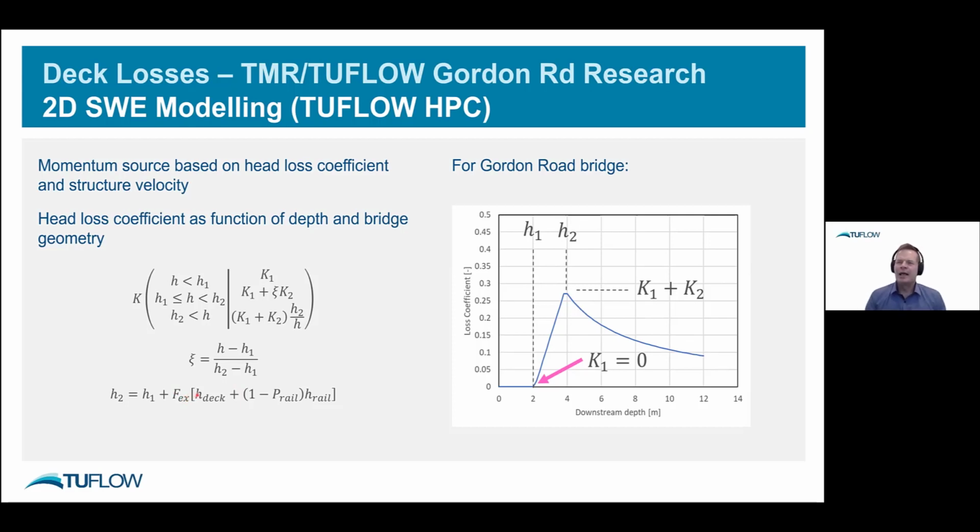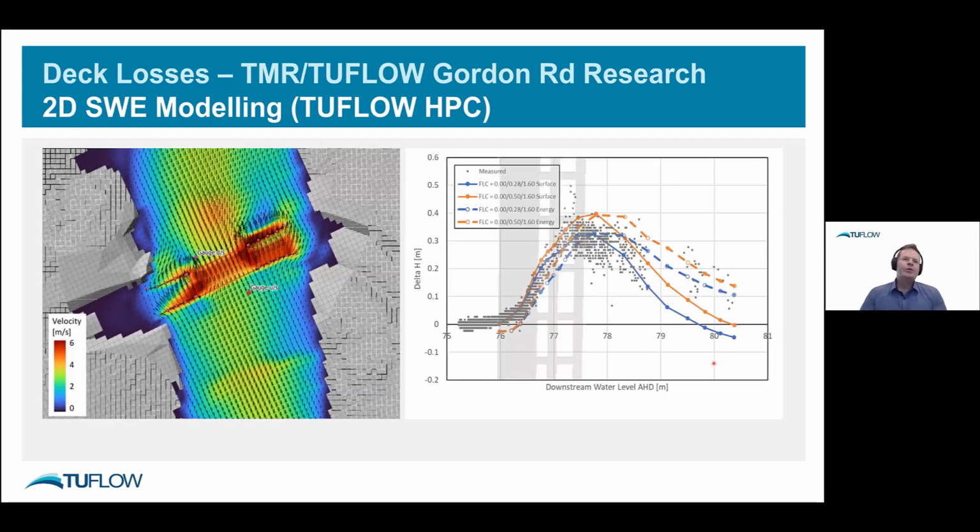And that's a customizable parameter you can put into the model. K1 and K2 are customizable parameters. And then beyond H2, we get a reciprocal decay of the loss coefficient beyond that. It's a fairly simple model. So this is what happens now when we put that model into TUFLOW HPC and run 2D models of the flow over the bridge and the surrounding areas.